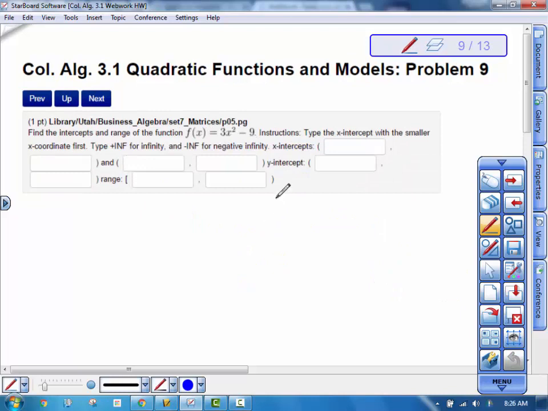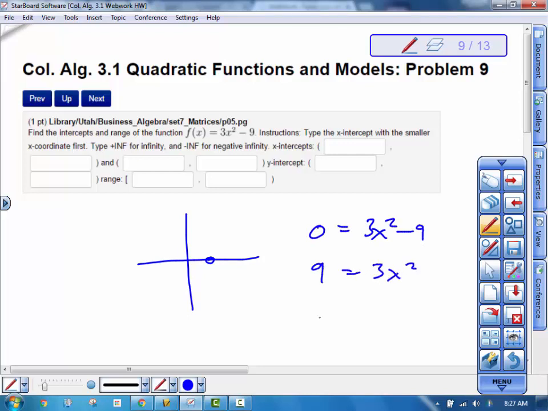Next problem wants us to find the x and y intercepts of this parabola. We know this thing opens up and it's shifted down 9 units, but it's been stretched vertically as well. So to find the x-intercepts, you always do the same thing, right? Because x-intercepts are always where y is 0. So plug in 0 for y and solve this equation. Then we would add 9 to both sides. We would divide both sides by 3, so you get x squared equals 3. Square root both sides, you get x equals plus or minus the square root of 3.